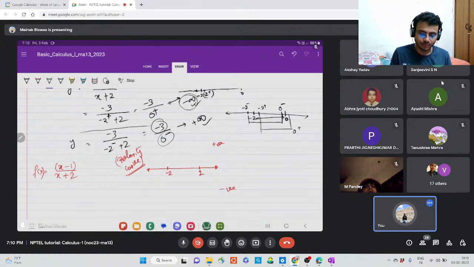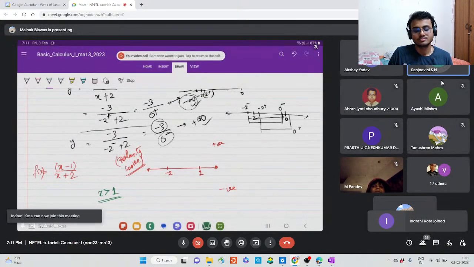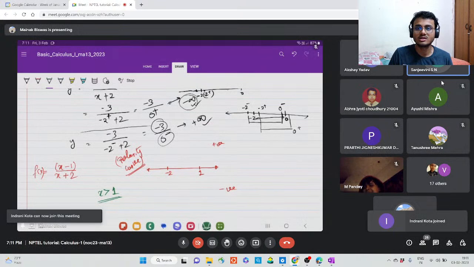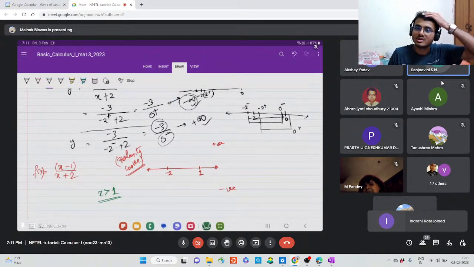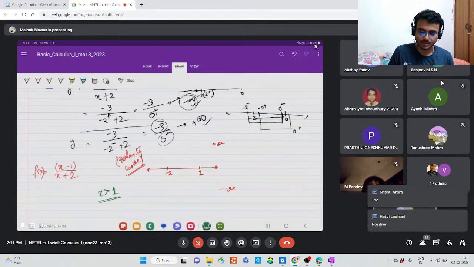So tell me, for any value greater than 1, is the function positive or negative? Positive. Yes, Sanjeevani tells me positive. Anyone else? Only three people. Yeah, Shrishti also. I want some new people as well coming up.